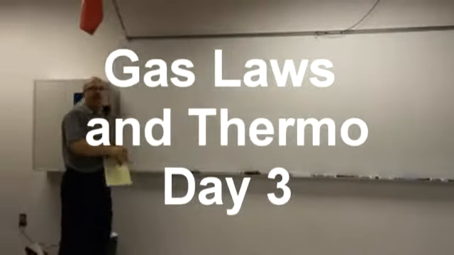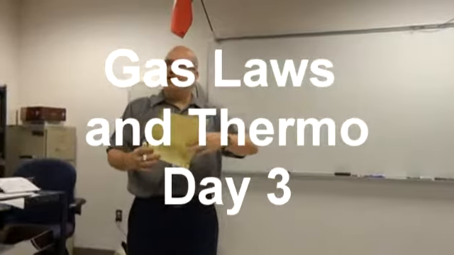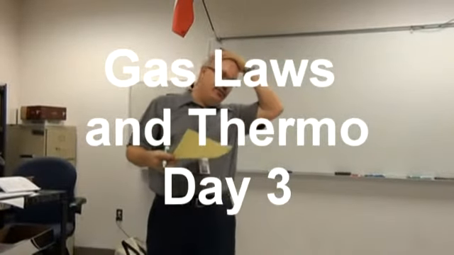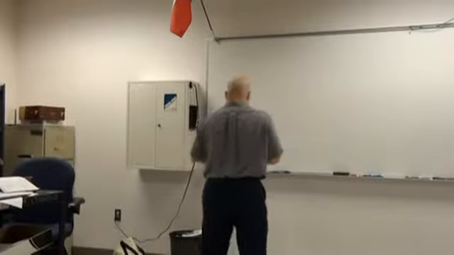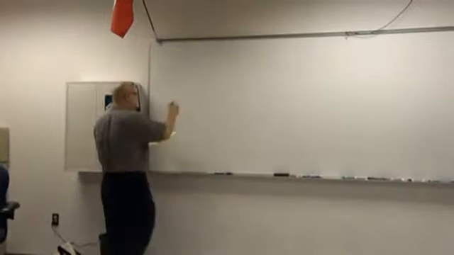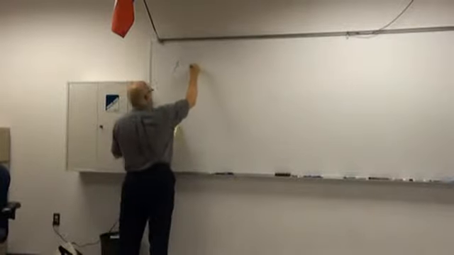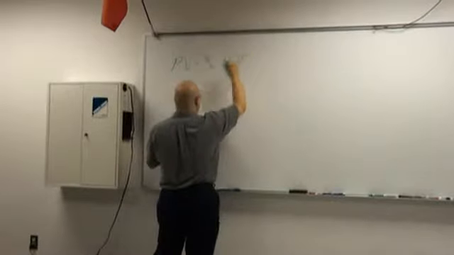In kinetic theory of gases, the important thing was that they looked at gases from a statistical physics point of view. And they came up with this final equation. PV equals 3/2 N K average.